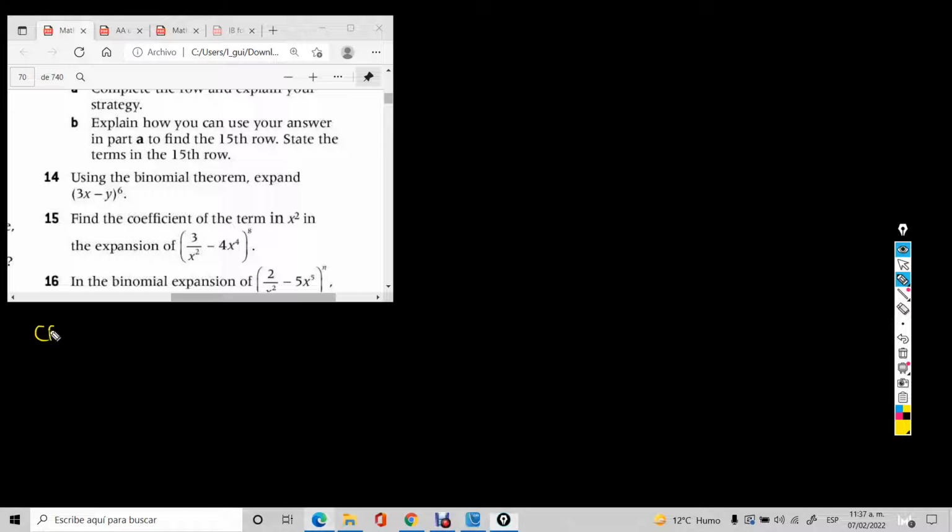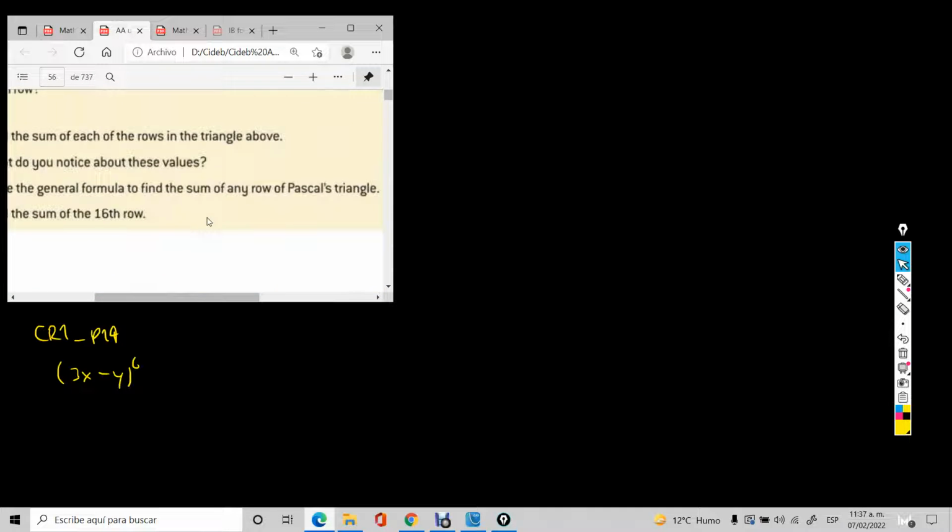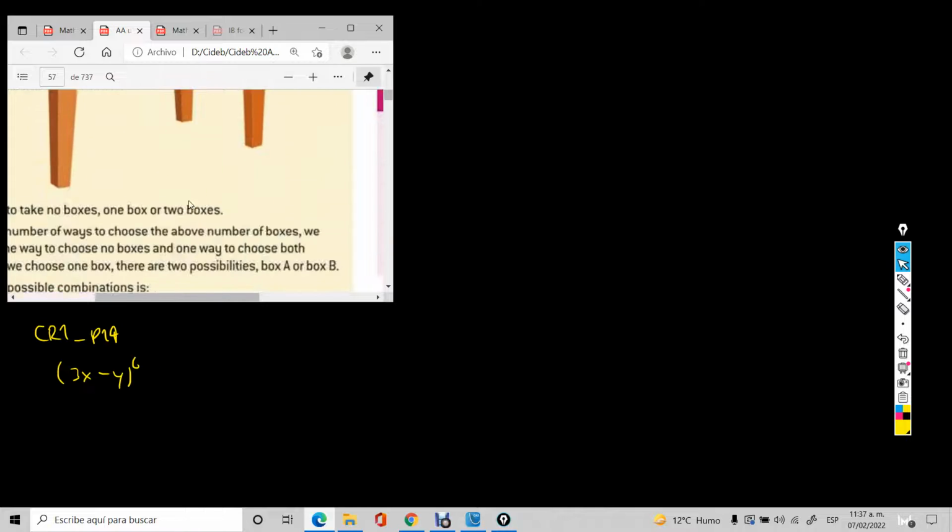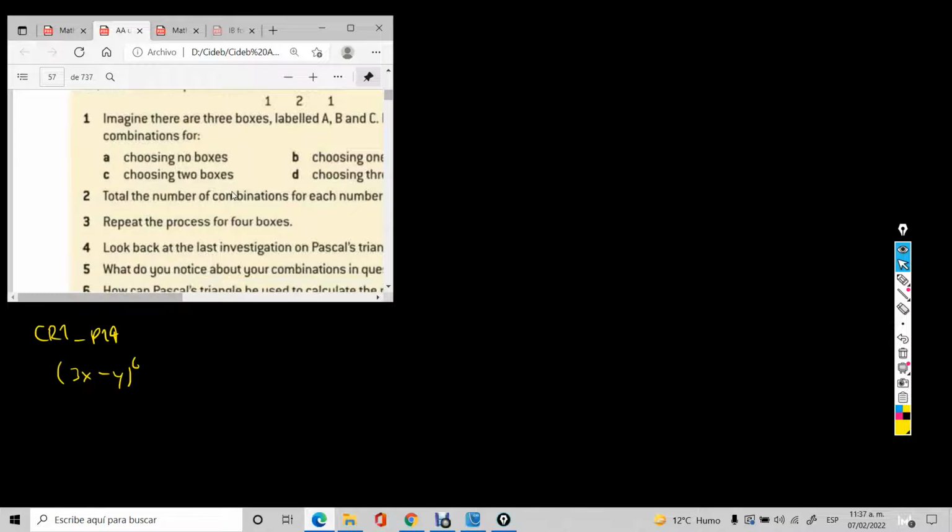Problem number 14. Using the binomial theorem, expand this binomial. Okay, guys, so basically just take a look at the binomial theorem, which should be somewhere over here.